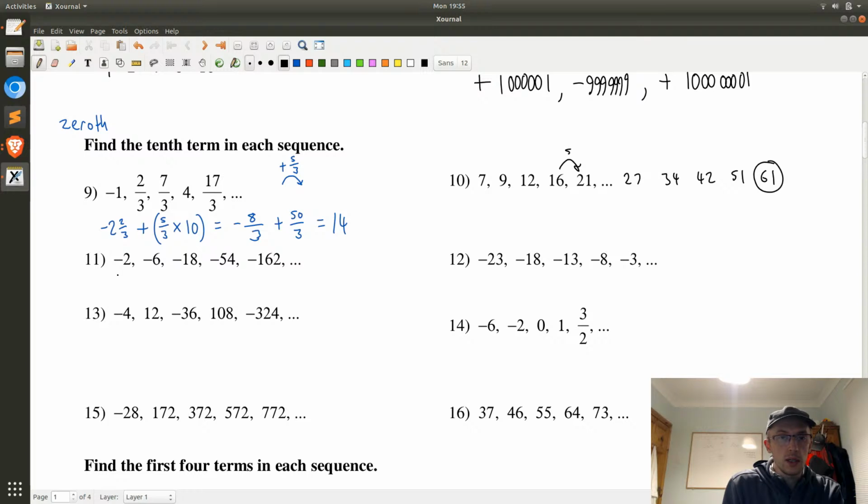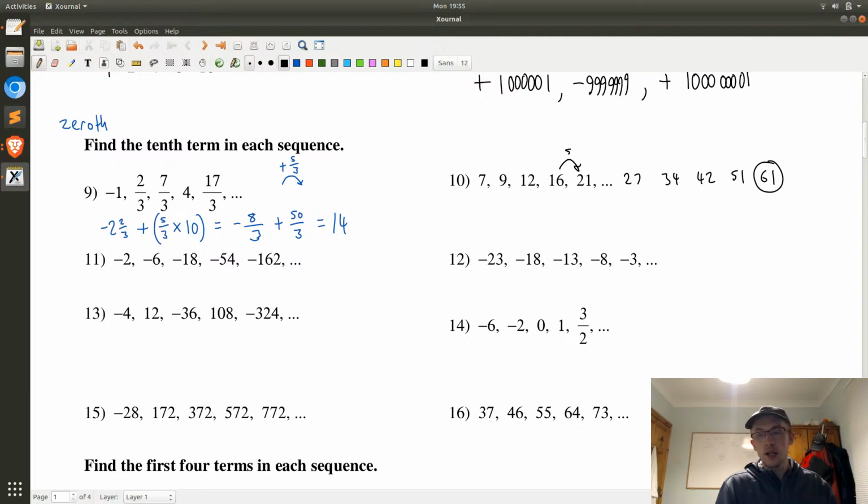Here we are multiplying by -3 each time. So here's another way to do it. Instead of beginning with the zeroth term, do the process that you need to get from one term to the next. But instead of doing it 10 times to get the 10th term, do it 9 times upon the first term.